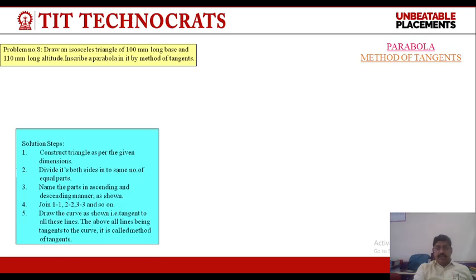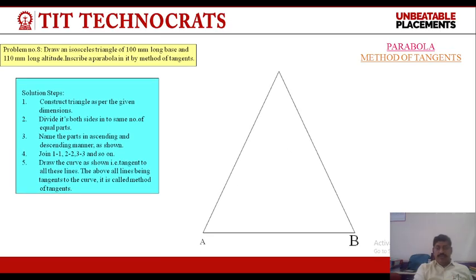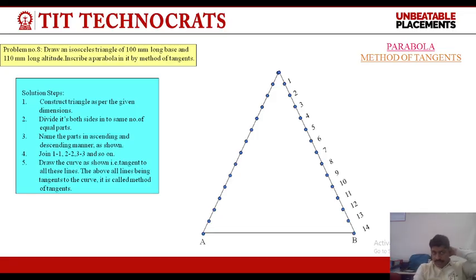Now, the method of tangents. This is the triangle method. Draw an isosceles triangle of 100 mm base and 110 mm axis, and draw a parabola inscribed in it by the tangent method. Now, divide this line into 10, 12, 13, 14 parts. Minimum 10 parts or 9 parts. We must divide this line into 9 or 10 parts, but here we have divided it into 14 equal parts.